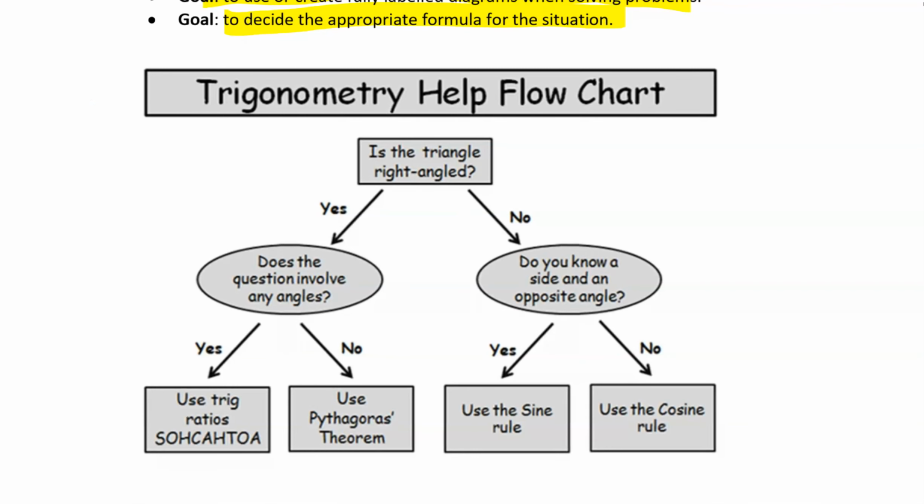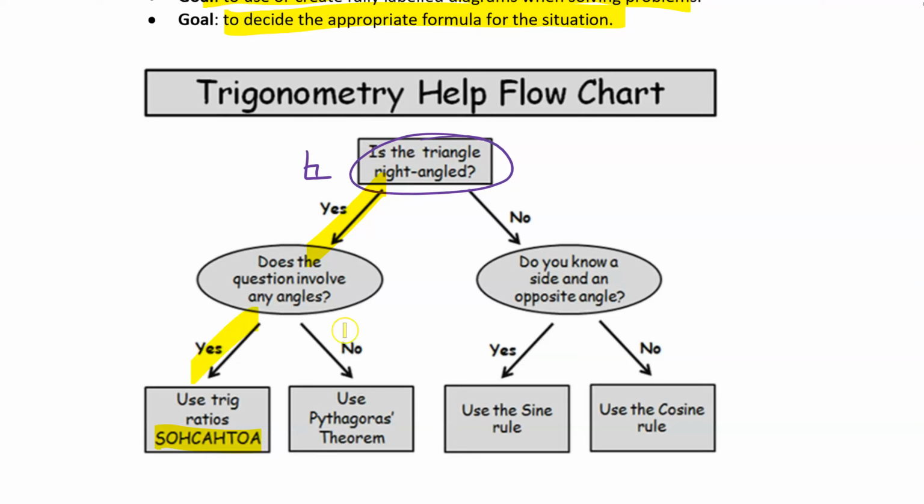The first thing you want to ask yourself is, is the triangle right angled? That means, do you see this little marker there? If it's a right angle triangle, then you want to follow this process and ask, does it involve any angles? If it does, then you're going to use SOHCAHTOA. Those are the trig ratios, right? With SOHCAHTOA, if you sub in, you can figure out an angle, or you could figure out a side, however you work with it. And you guys seem to do pretty good with that stuff.